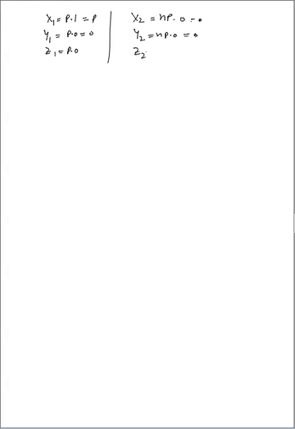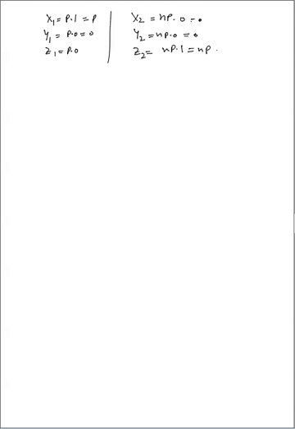So x1 is P into 1, y1 is P into 0, and z1 is P into 0. And x2 is NP, this is force, into the DCs, which is 0, y2 is NP into 0, and z2 is NP into 1. These are the DCs.